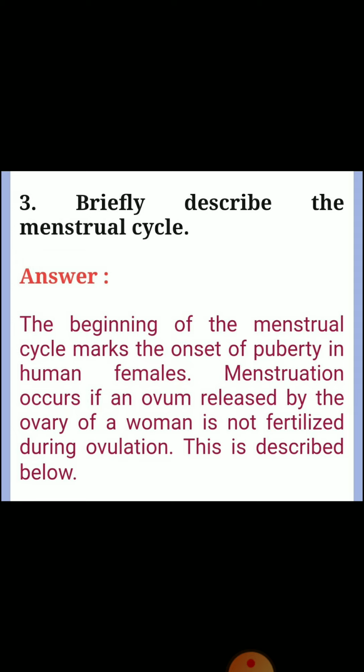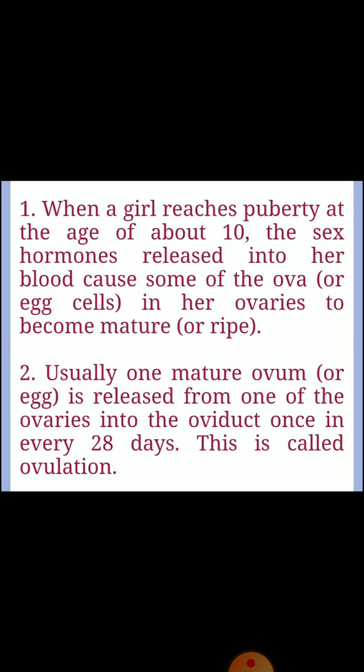This is described below. First one, when a girl reaches puberty at the age of about 10, the sex hormones released into her blood cause some of the ova or egg cells in her ovaries to become mature or ripe. Usually, one mature ovum is released from one of the ovaries into the oviduct once in every 28 days.